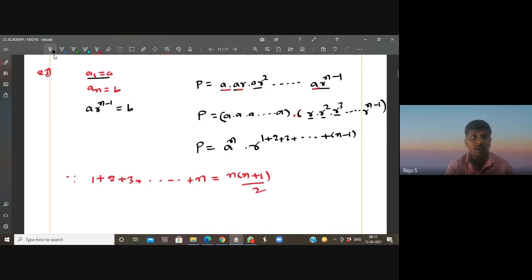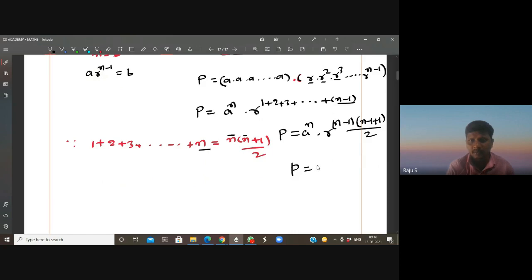Exactly, 1 plus 2 plus till n can be written as n into n plus 1 by 2, but here it is till n minus 1 alone. So in place of n, substitute n minus 1. Am I right? So P is equal to A power n into R to the power of n minus 1 into n minus 1 plus 1 all divided by 2. Minus 1 plus 1 gets cancelled, so R to the power of n into n minus 1 divided by 2. Is that clear?